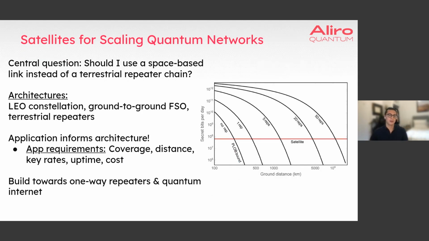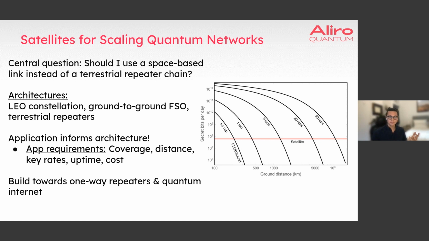Okay, so let's talk a little bit about architectures for scaling quantum networks using satellites. And I think the central question that really simplifies it is: I have two ground stations I want to connect with quantum entanglement. They're very far apart. Should I use a space-based link using satellites, or should I use a terrestrial repeater chain just using fiber in the ground? And the figure on the right addresses this exact question. Depending on the distance we're talking about, depending on the throughput you need, terrestrial repeaters may be better in some regimes, but in others, satellites are really the way to go.